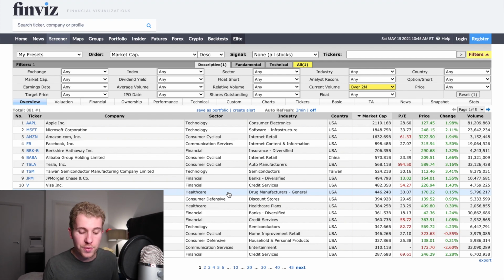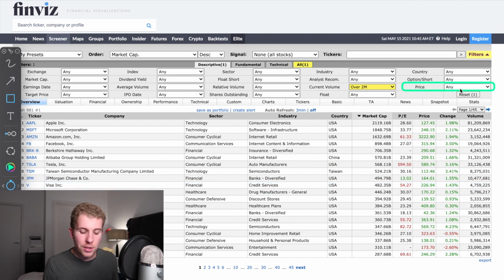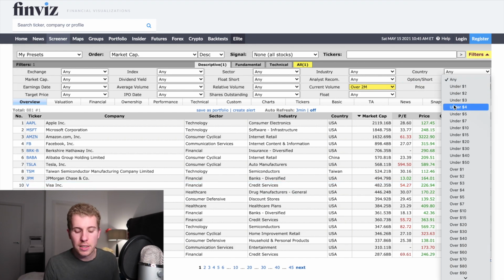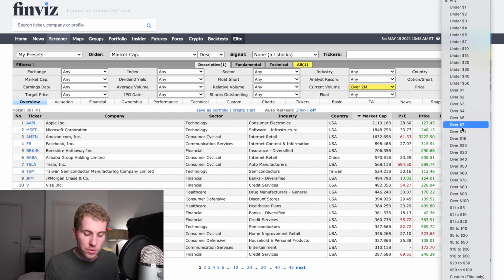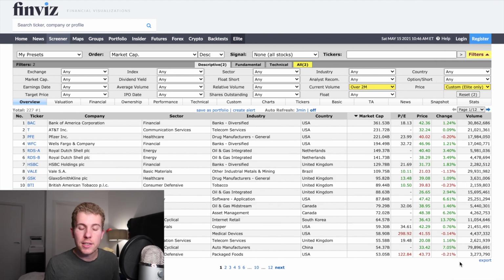So if we go into the Finviz Screener and we try to input that, if you go into the price filter, you're going to see that when you click on it, there's plenty of different options. You can see if under $1, under $50, over $10. What I like to choose is, let's say, $20 to $50. And that basically encompasses the range of stock that I like to trade, between $20 and $50 per share.